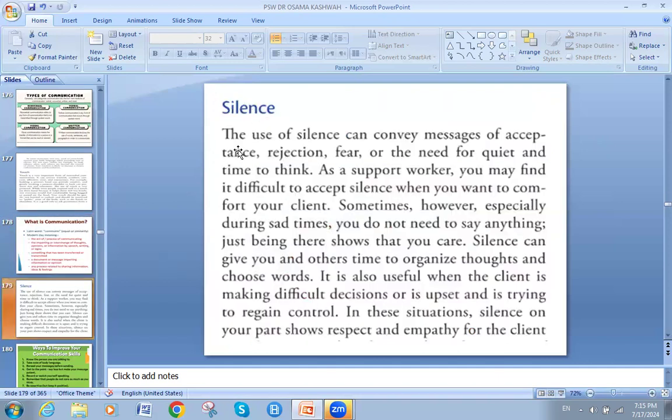Silence. Silence sometimes is a means of communication as well. The use of silence can convey messages of acceptance or rejection or fear or the need for quiet and time to think. As a support worker, you may find it difficult to accept silence when you want to comfort your client. So sometimes if you want to talk to the client and he's not responding to you, that will make you worried and you will think too much. Why is he not responding to me? Or maybe he's angry, and you'll start to ask yourself sometimes.